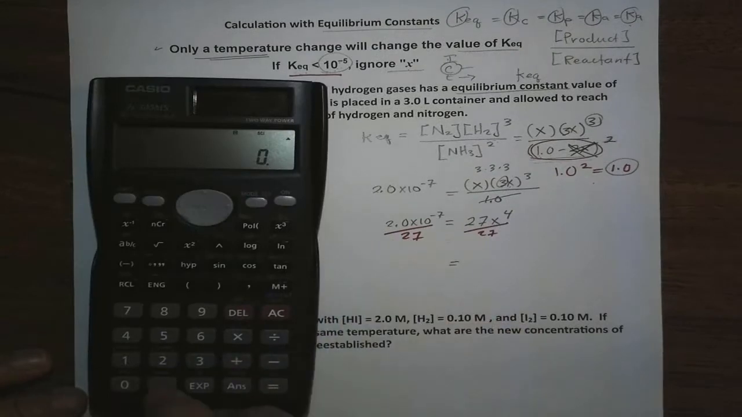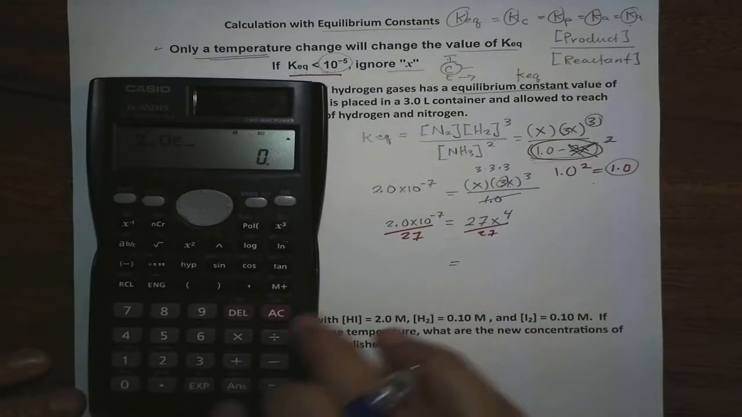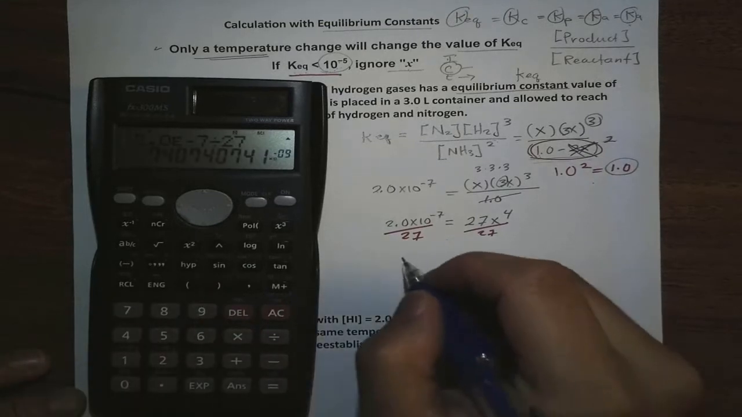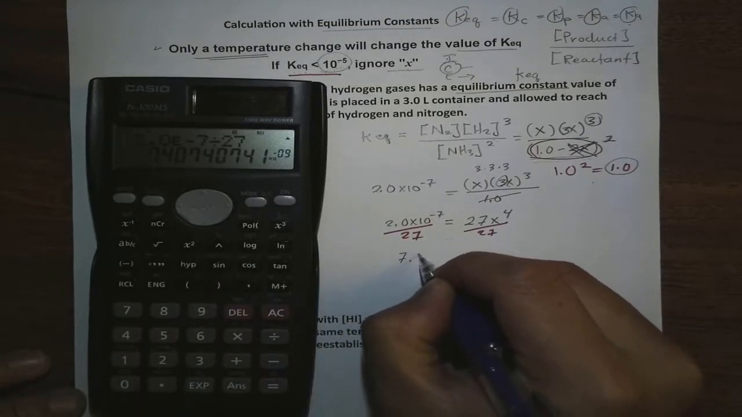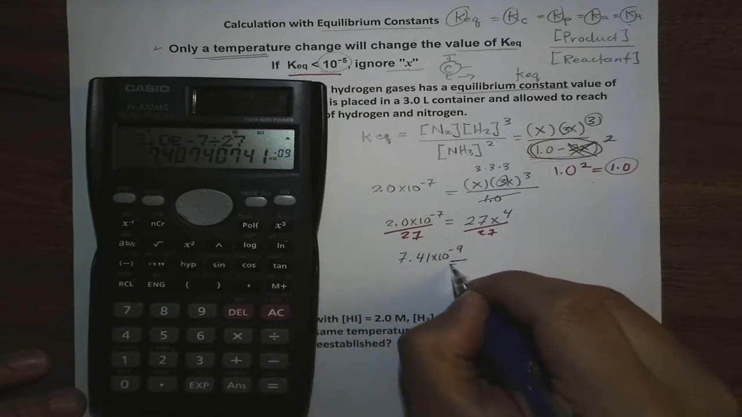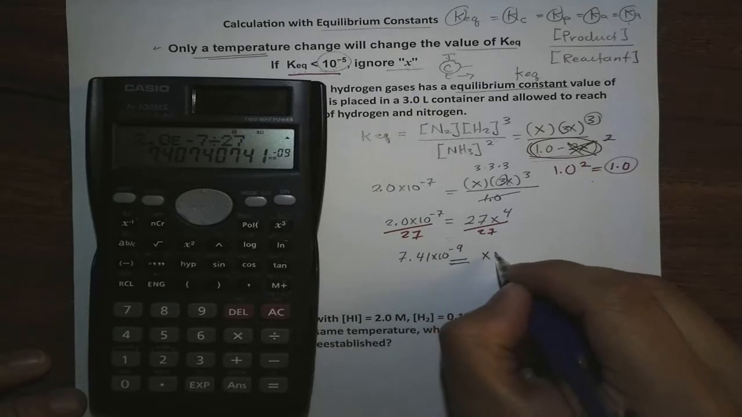So let's use our calculator. 2.0 exp -7 divided by 27 will give us 7.41 times 10 to the -9. And that is equal to x to the 4th.